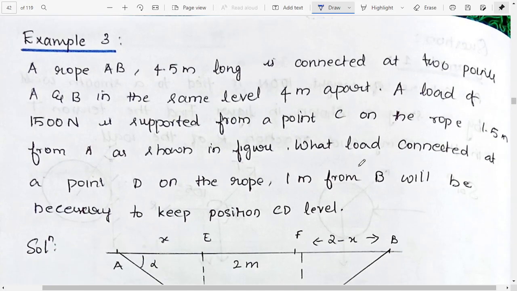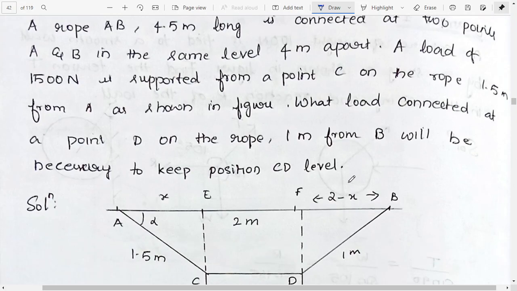Okay, now let us move to example number 3. A rope AB, 4.5 meter long, is connected at 2 points. So rope AB is connected at 2 points here, at the same level, 4 meter apart. So this length is 4 meter.